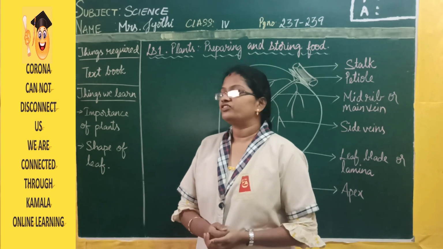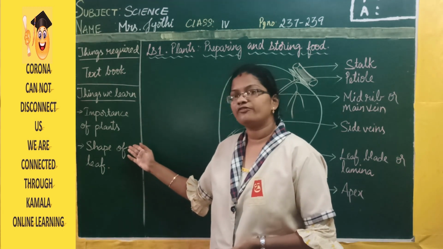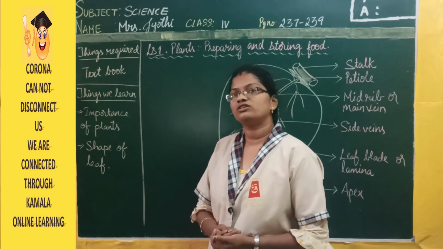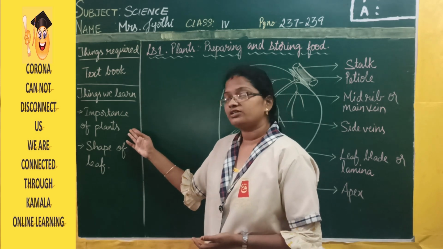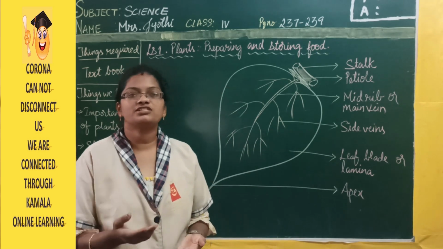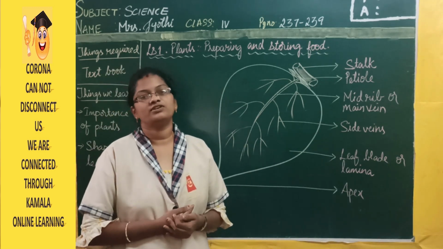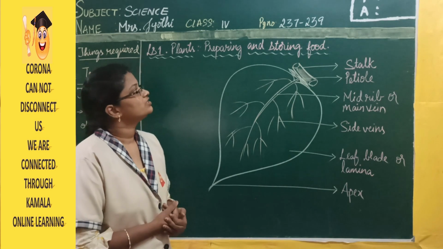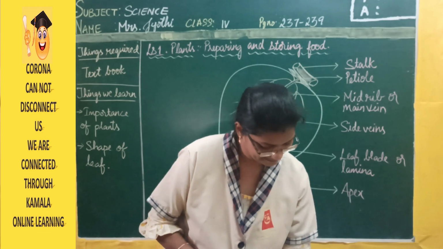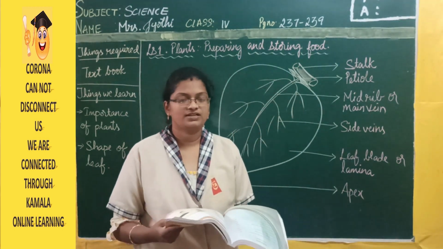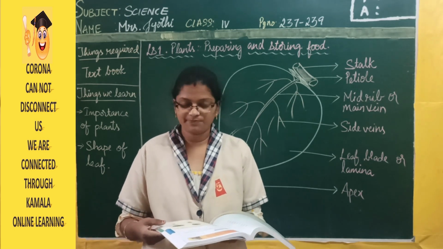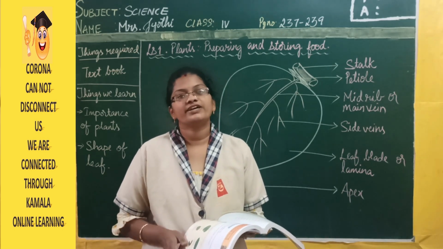In this lesson, today's topic is the importance of plants and what is the shape of a leaf, what are the different shapes and what are the main parts in the leaf. About that we are going to learn. So open page number 237 in your textbook. Lesson number 1, plants, preparing and storing the food.